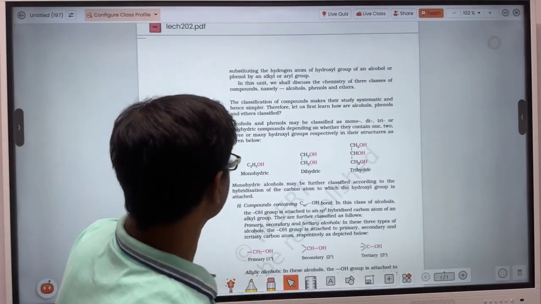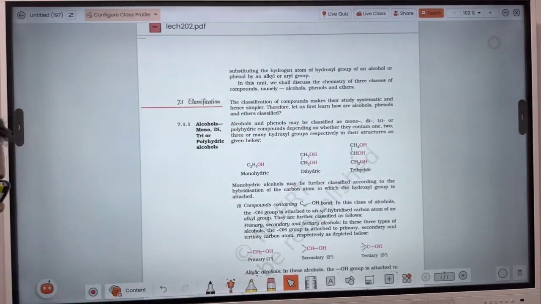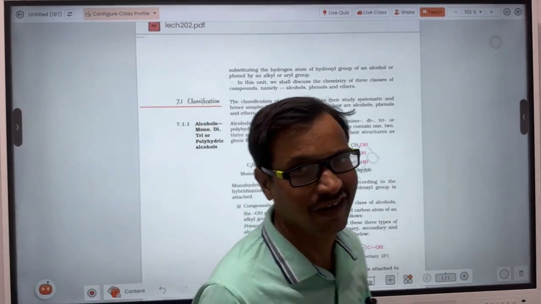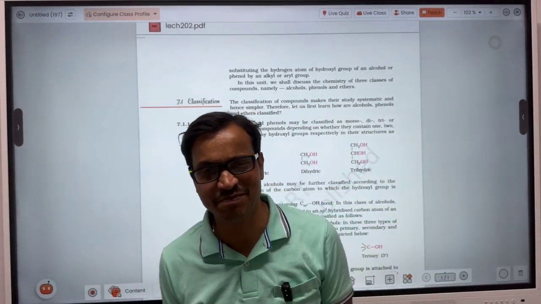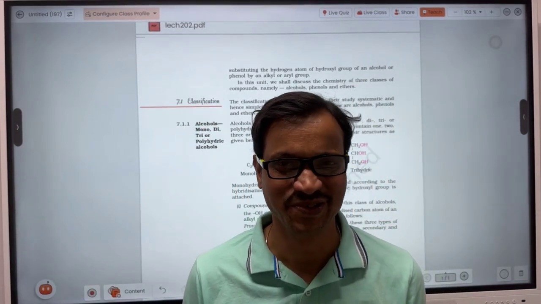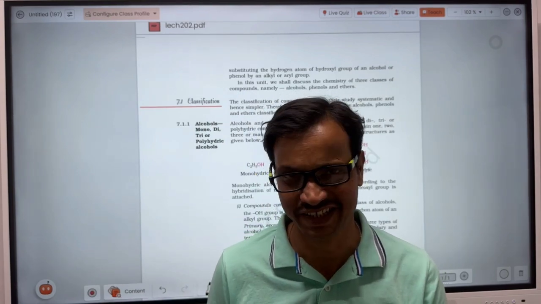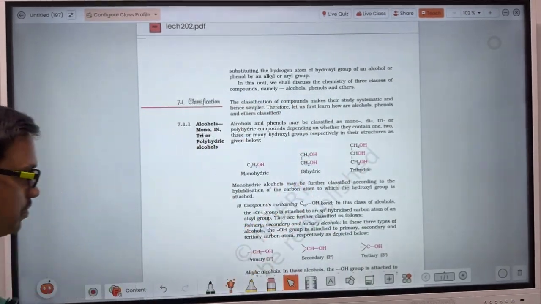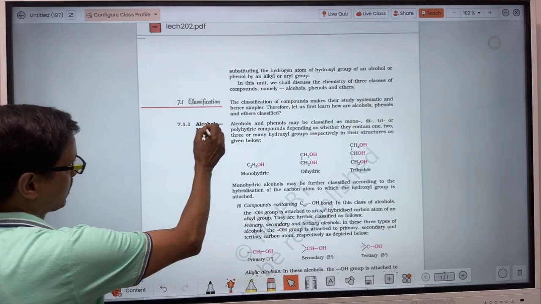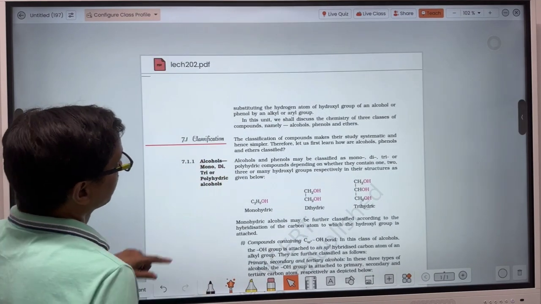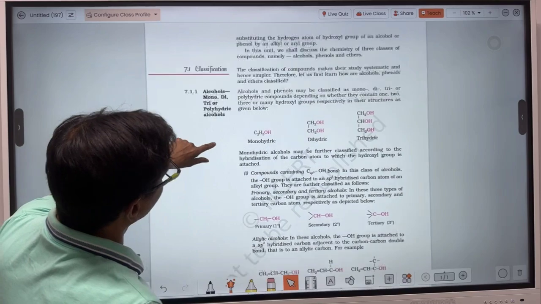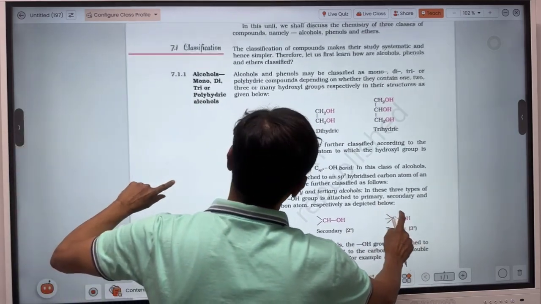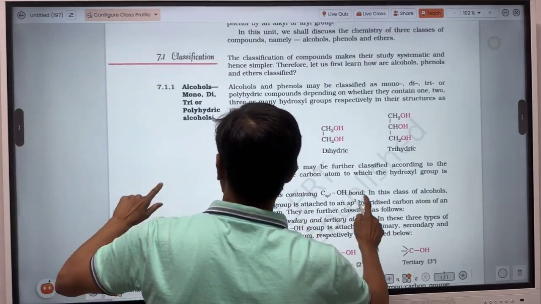Now let's see the classification. About the classification, we have already discussed it in haloalkanes, and it will be the same manner here. So I hope no one will feel any difficulty. I am teaching this fast, so we just have to go through it. One classification is on the basis of the number of hydroxyl groups in the compound. First of all, let's see about that.